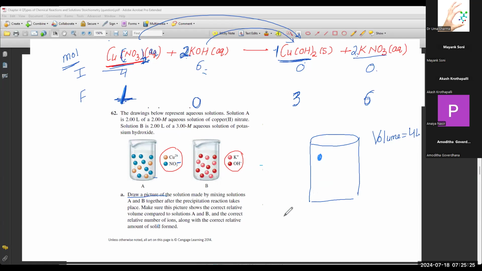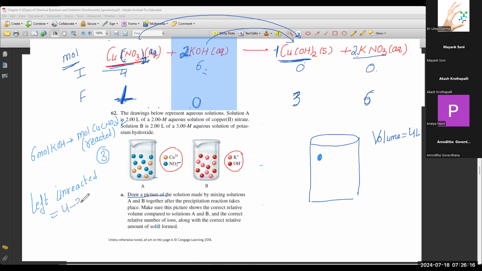Okay, Amudita is asking this question. Anaya and Akash. Mayank, you are not asking questions. Yes. Okay, Amudita, do one thing. As you have seen that KOH is the limiting reactant, so tell yourself KOH is the king of calculations. So you convert your 6 moles of KOH by using dimensional to moles of Cu(NO3)2. This is the amount reacted with KOH. You will get 3 here. But the total is 4. So left unreacted is 4 minus 3, that is 1.